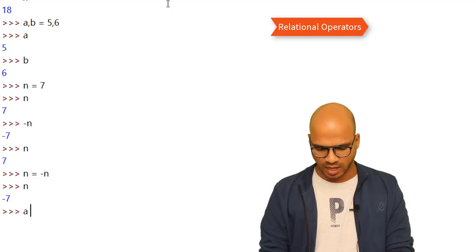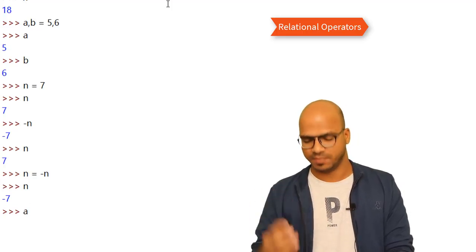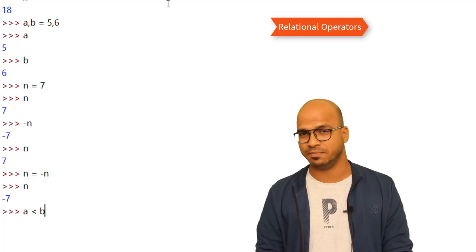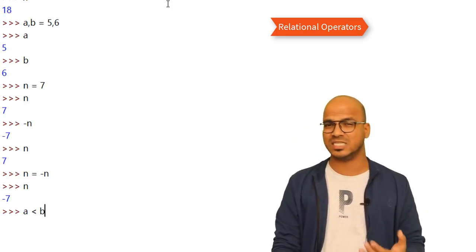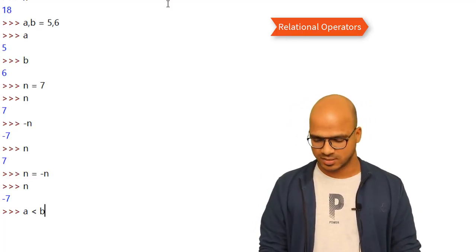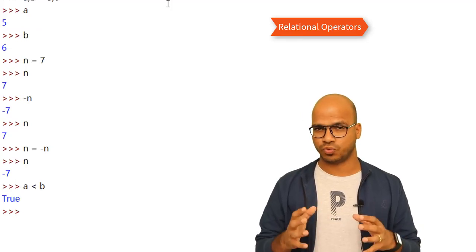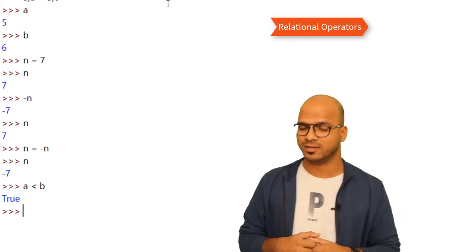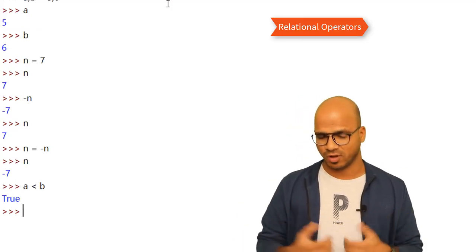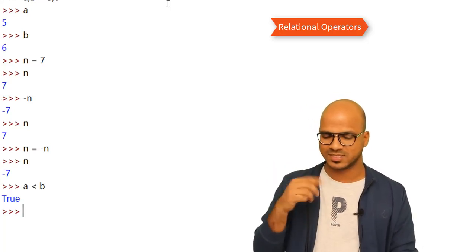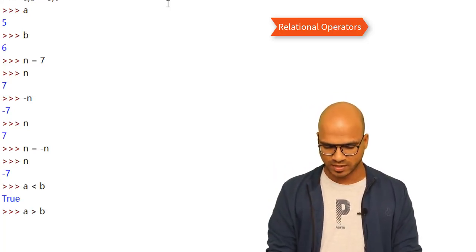So can I do this? I want to check if a is less than b. You can say a is less than b, and the answer is yes, right? Because a is 5 and b is 6. When I press enter now, it says true. And if you remember, we have done that in Boolean, so it returns true or false. So when you use this angular symbol, it's less than. We can also use the greater than symbol.